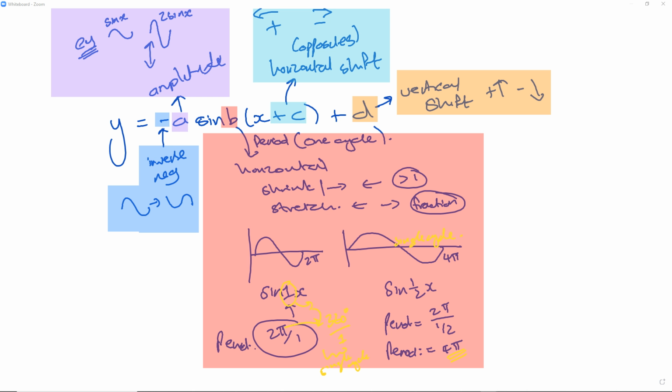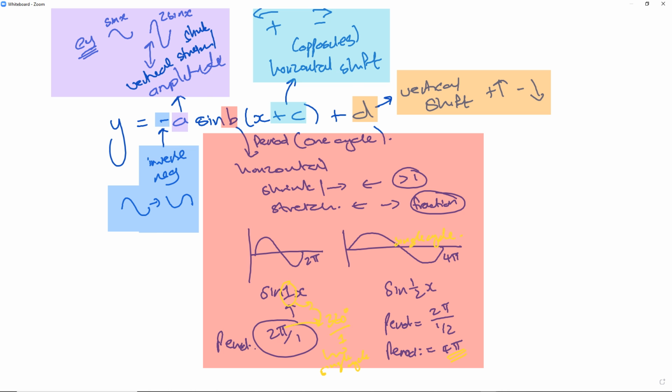All right, these are just general words they would use. Sometimes they would change the words around. I'm using horizontal shift, vertical shift, horizontal shrink, horizontal stretch. There's also amplitude, which is also known as the vertical stretch, vertical shrink as well. So amplitude can also be known as vertical stretch or shrink.